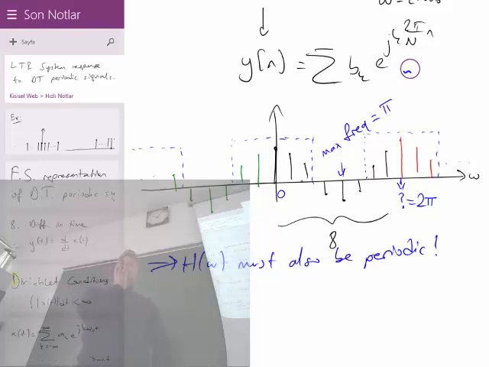Alright, now that we have indicated the periodicity of the system for discrete time periodic signals, the periodicity in the frequency domain, it's a good idea to see the relation between the impulse response and the frequency response, because we need the frequency response H of omega so that we can multiply our Fourier series coefficients with the corresponding value of H of omega at the corresponding omega frequency.